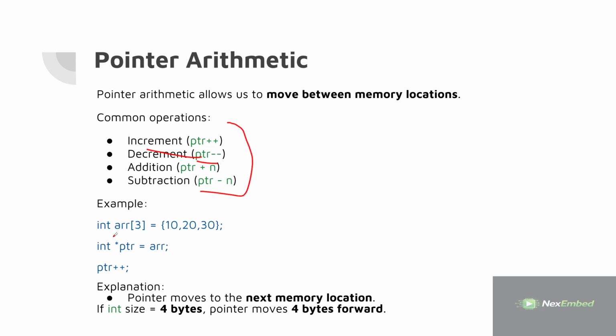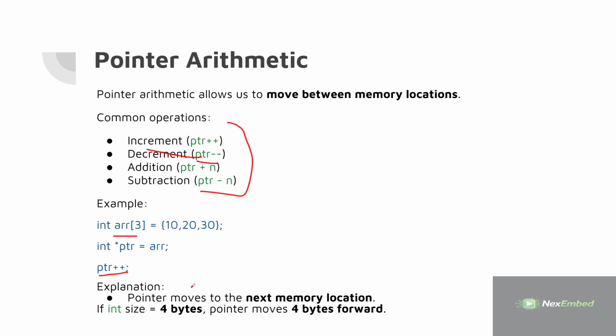For example, we can take an array. Inside the array I have three variables: 10, 20 and 30. Then I am assigning the address of the array to a pointer. If I increment my pointer, it automatically moves from 10 to 20 and 20 to 30. It goes on pointing to the next location. This is how this pointer works.